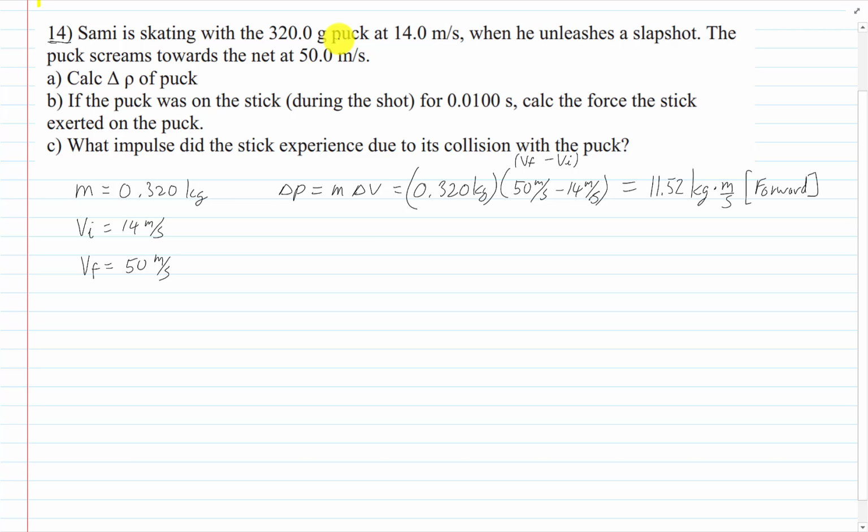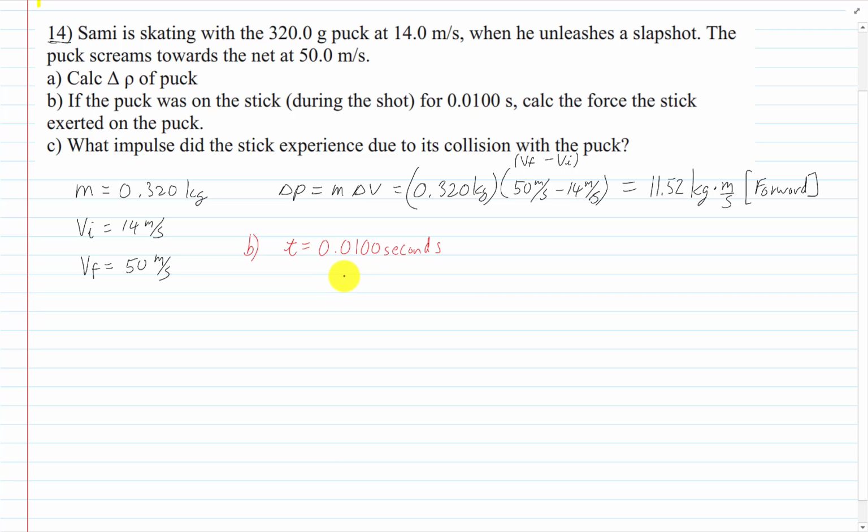Okay, next, B. Let's do B right now. If the puck was on the stick for 1/100th of a second, so the time of impact with the stick, not very long, calculate the force that the stick was exerting on that.